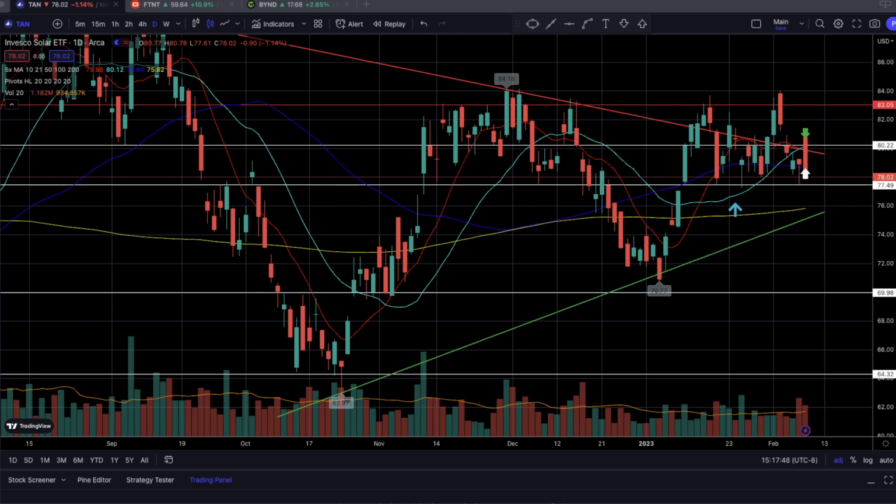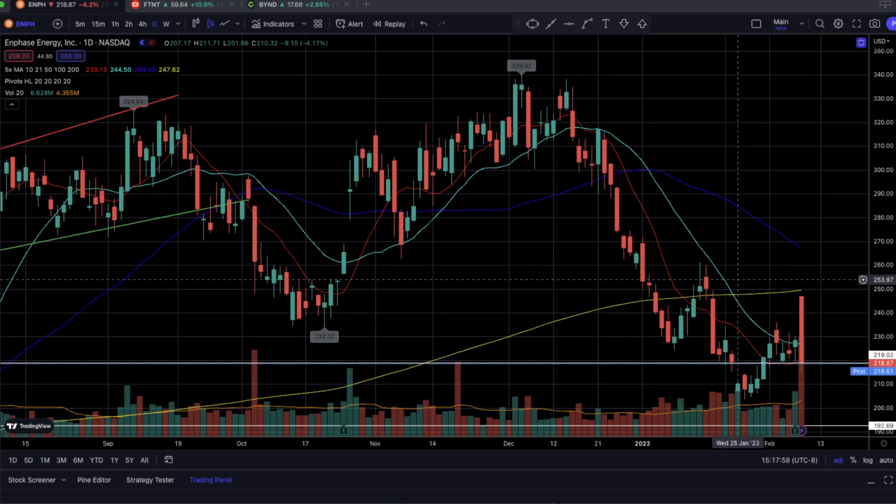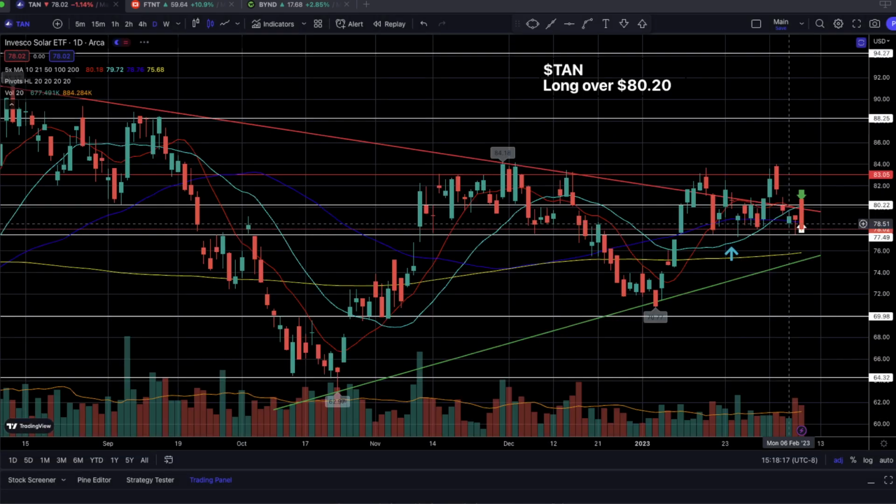So TAN was up during pre-market largely in thanks to ENPH, as it had great earnings reaction to the upside after hours yesterday. However, when the market opened, ENPH decided to dump its overnight gains and fill in the gap and much more. So this affected TAN and other solar stocks. But I saw an opportunity in this name.